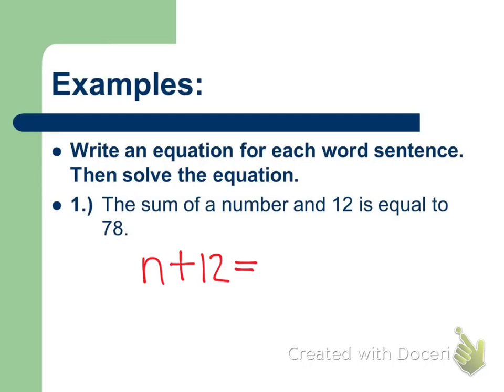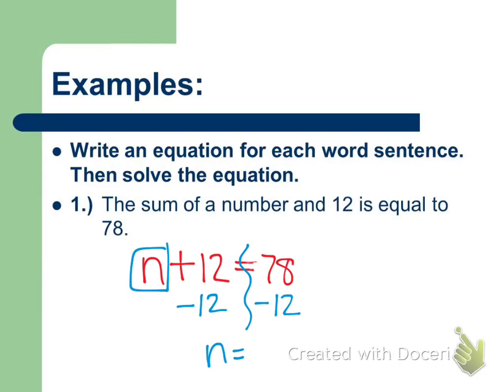Sometimes you will see these where it just says is. You won't see the equal to part. So you have to know that the word is means that we're setting it equal to 78. Alright, so once we have our equation set up, we need to get the variable by itself. We subtract 12 from both sides, and we end up with N equals 66. Fantastic.